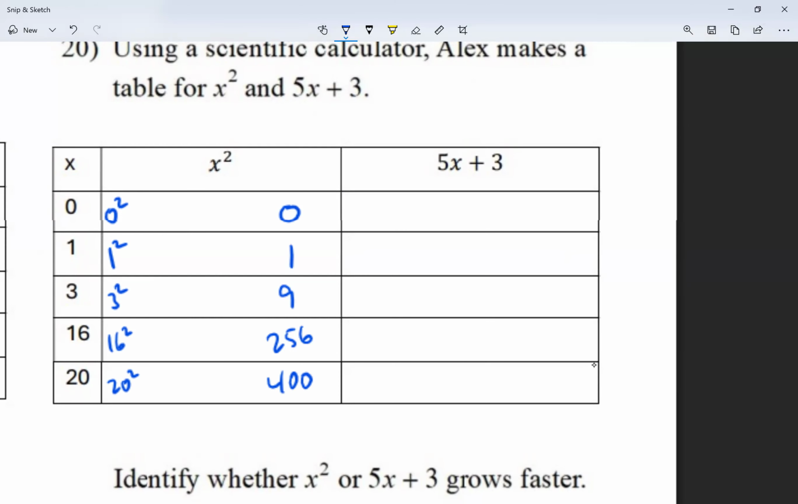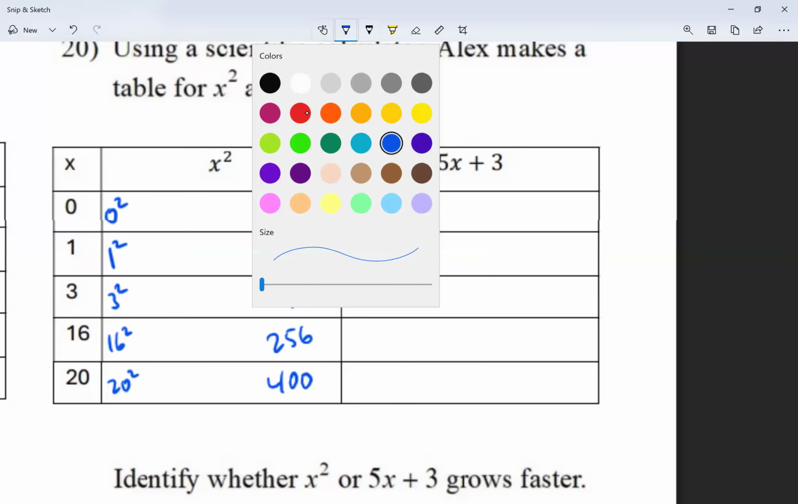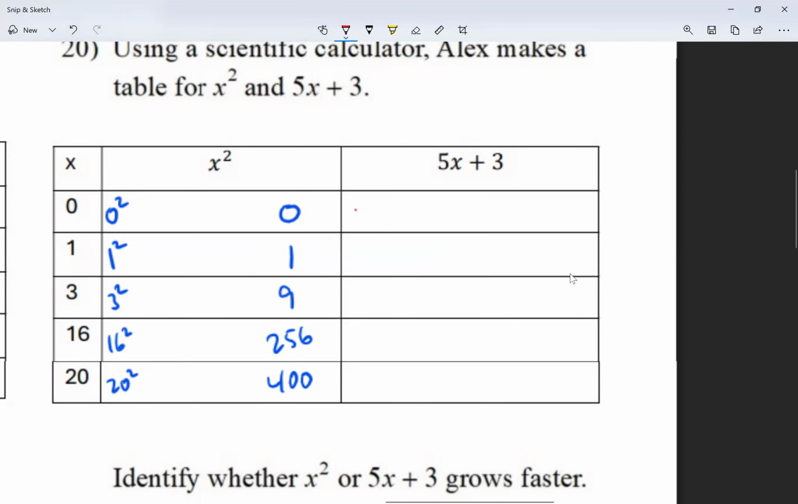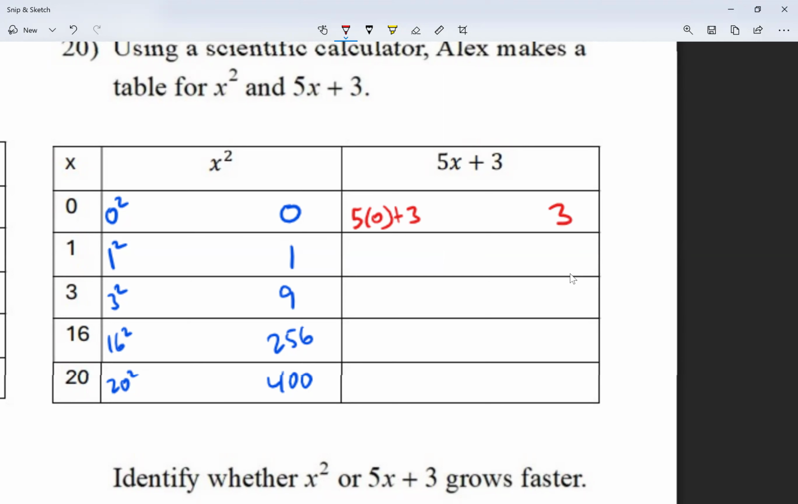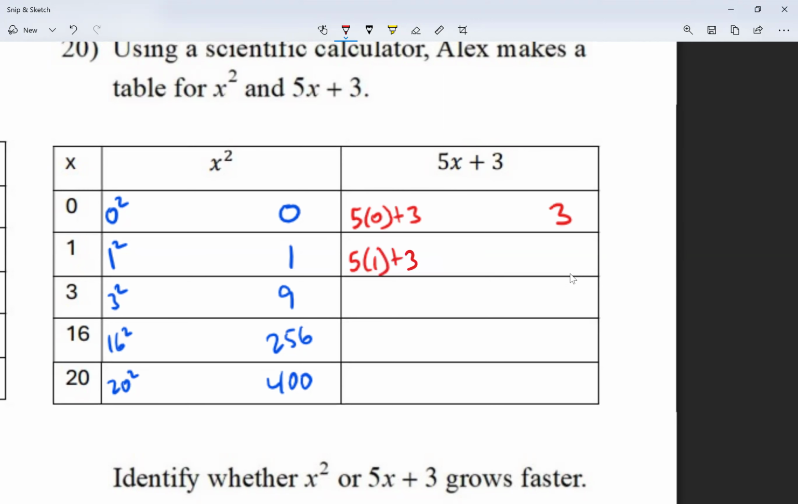So I see how fast x squared is increasing. How about 5x plus 3? So the way I'm going to be finding this out, let me change this to red. I'm going to do 5 times 0 plus 3, and that gives me 3. Okay, the value of y is 3. Now, if x equals 1, I'm going to go 5 times 1 plus 3. So my result gives me 8.